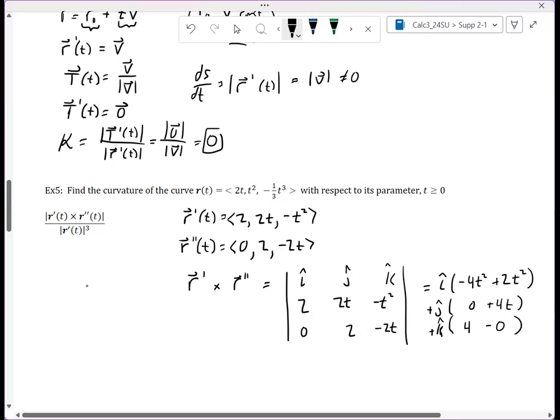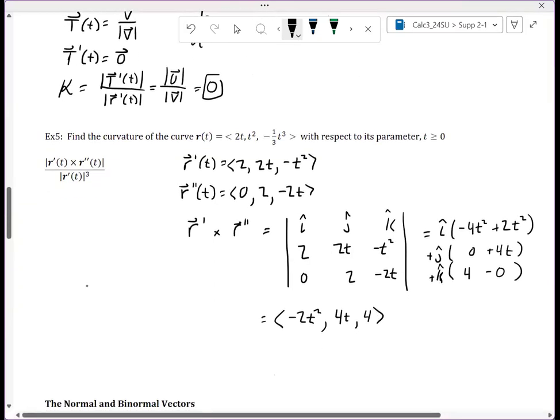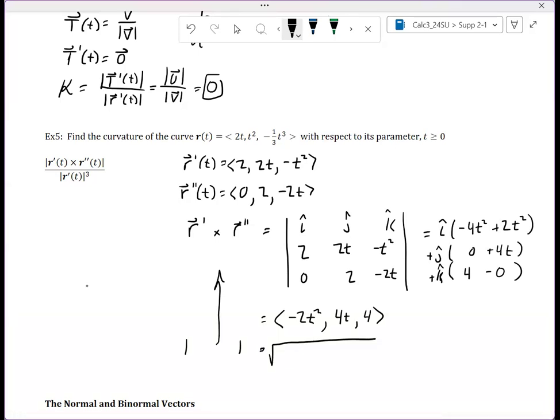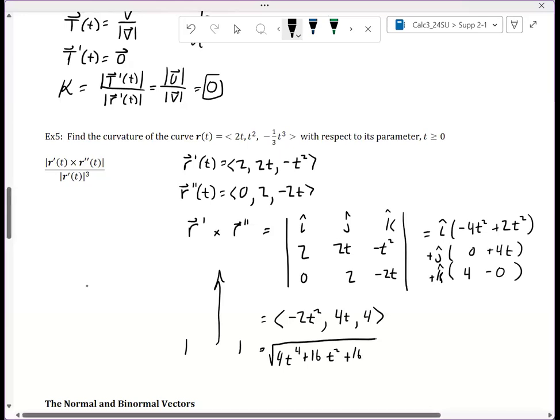So r prime cross r double prime is the vector with first component negative 4t squared plus 2t squared, which is negative 2t squared. Second component is 4t. Third component is 4. And for my numerator, I need the length of this vector. So that's going to be the square root of what? I need to square each of my components, so I get 4t to the fourth plus 16t squared plus 16.